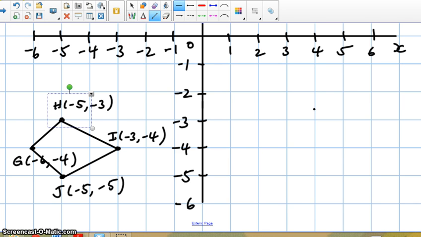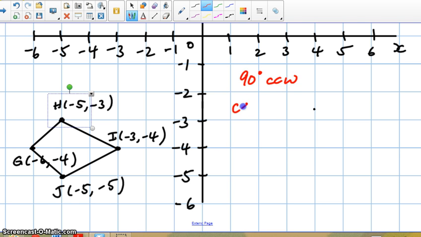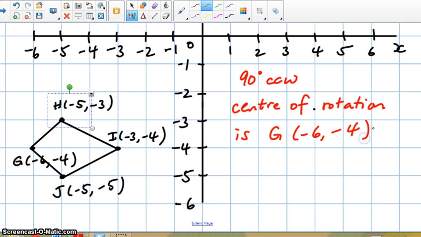So your instructions are to do the following, and this is where after I give you the information, you're going to have to pause the video and do the rotation yourself with the parchment paper. I want you to rotate the figure GHIJ 90 degrees counterclockwise. The center of rotation is on point G. Center of rotation is G, which is -6, -4. Go ahead and do that rotation now and pause the recording.